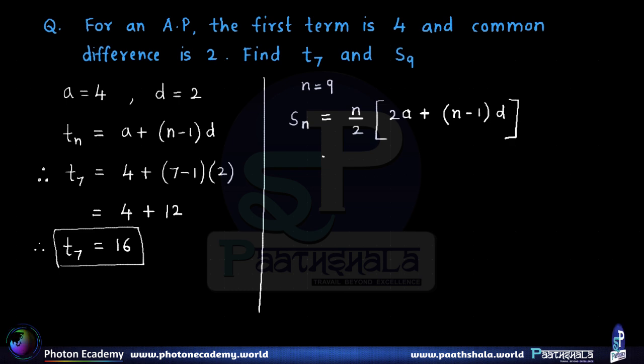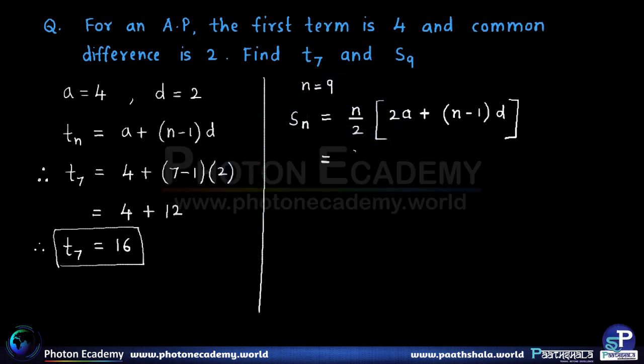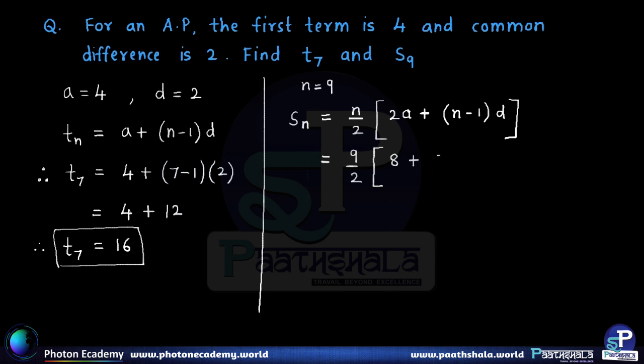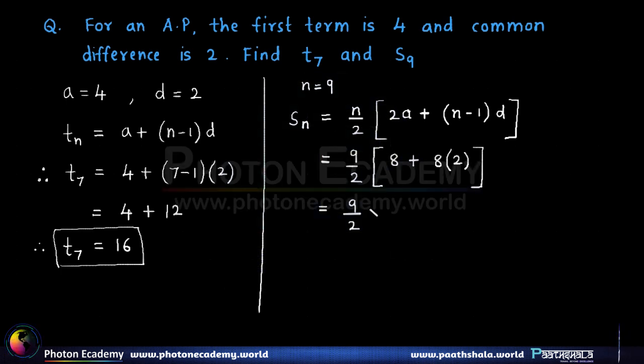Alright, so putting in the values here, n by 2 is nothing but 9 by 2. Now 2a is nothing but 2 into 4, which is 8, plus n minus 1, where n is 9. So 9 minus 1 is 8, multiplied with the difference d as 2. Okay. So in the bracket we get 8 plus 16, which is 24. So that gives us 9 by 2 into 24.